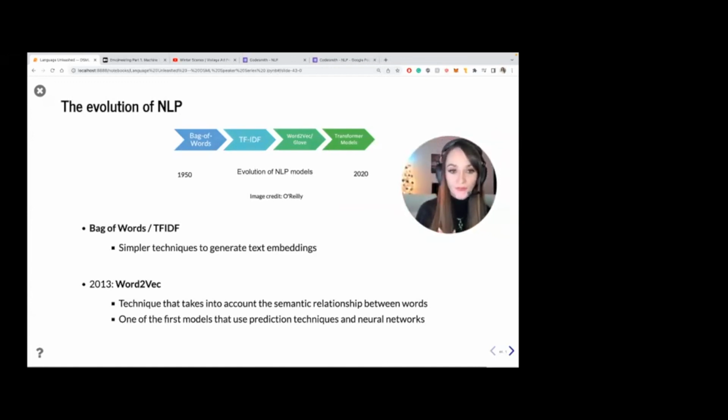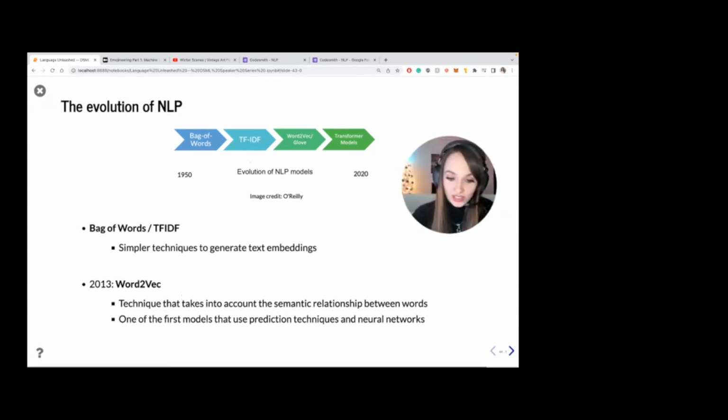So the evolution of NLP, I think these are the four most important things that have happened. In the 1950s, we started with bag of words. It was a very simple technique to generate text embeddings. Basically, it was counting words. And it's still used. It could give good results, but not good enough. Then later on, TF-IDF came about, but it was not until 2013 when Word2Vec came out with the analogies that this field really took off, and now we're seeing all those interesting developments.